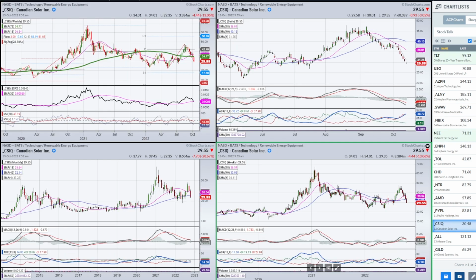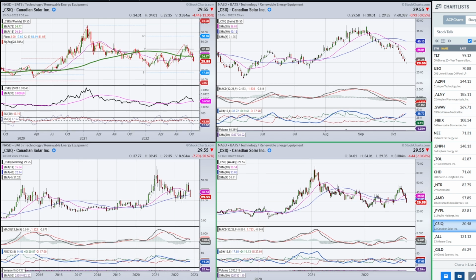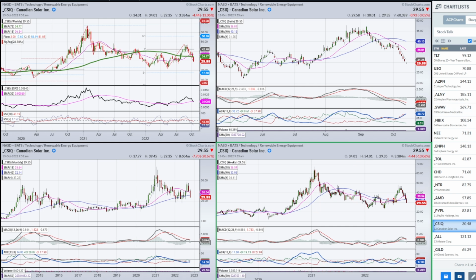Okay, so CSIQ, another one that I actually had been highlighting, and no harm, no foul, because we had a pretty nice setup here and a pullback. You see the strong move here, and we had green DI showing up after a reversal. So when we get a reversal pattern, I don't need ADX to confirm. I just want green DI to show up.